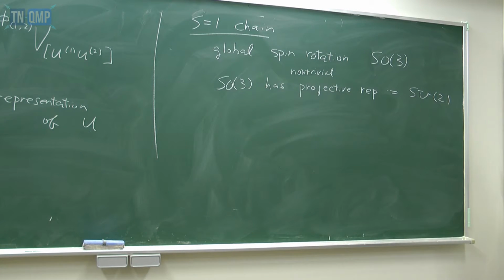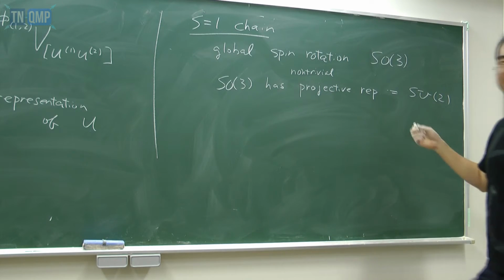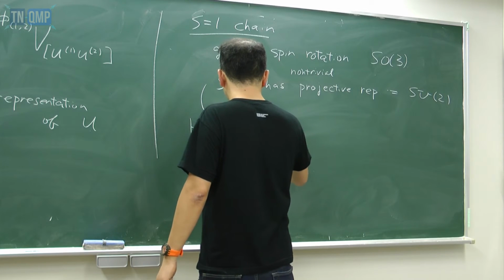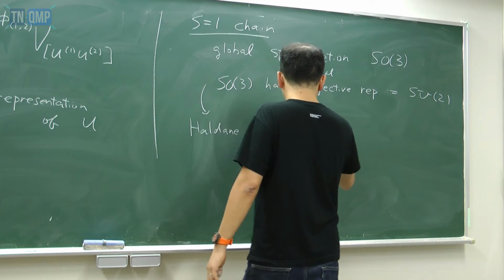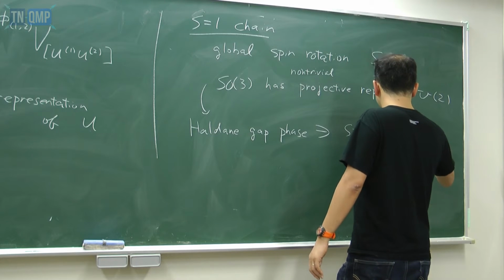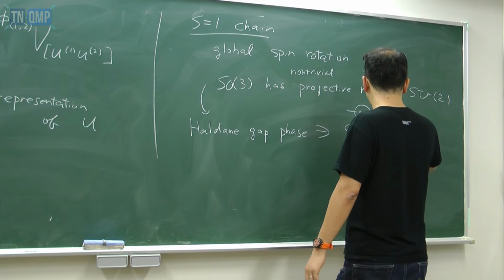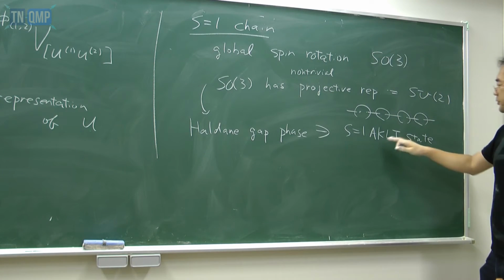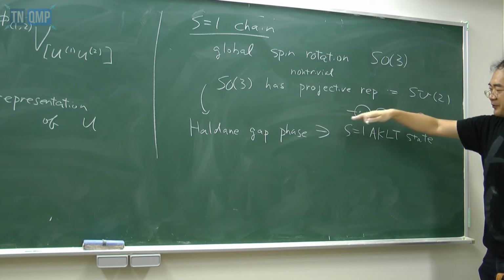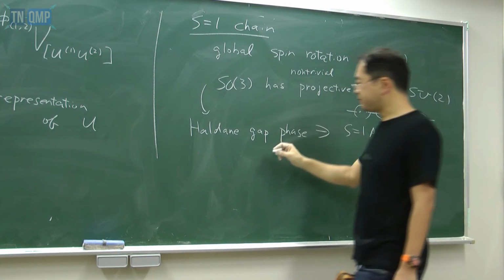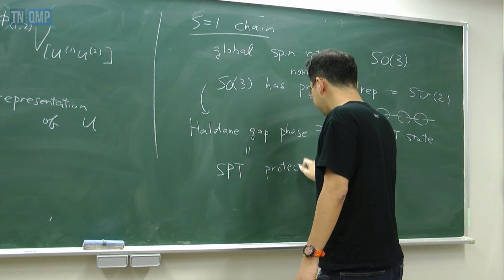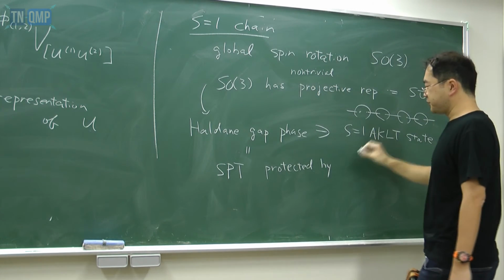In fact, it turns out that this protects this Haldane gap phase, which contains this spin 1 AKLT state, which was already introduced by Roman and many other people. So this particular state is one simple example of MPS, and this is an element of the Haldane gap phase. And this is SPT, which is protected by this SO3.